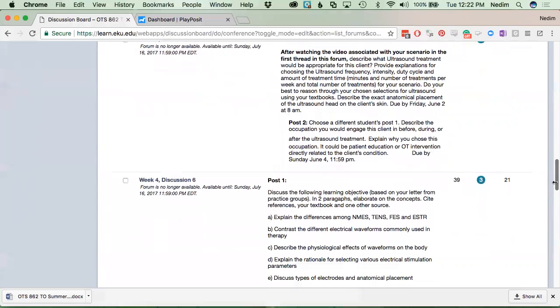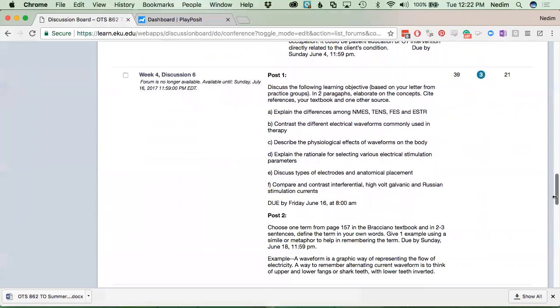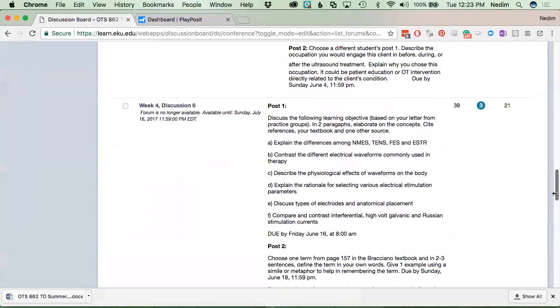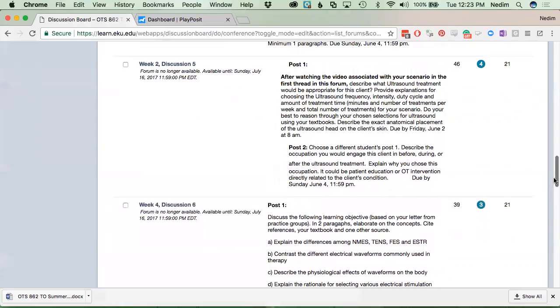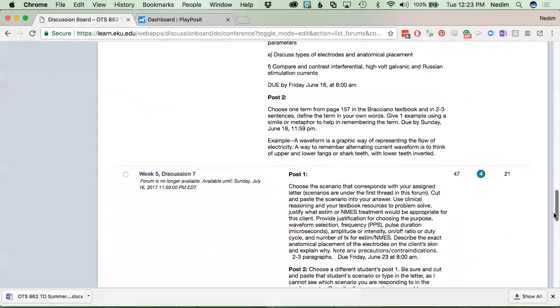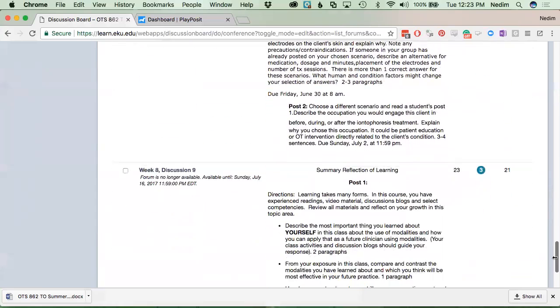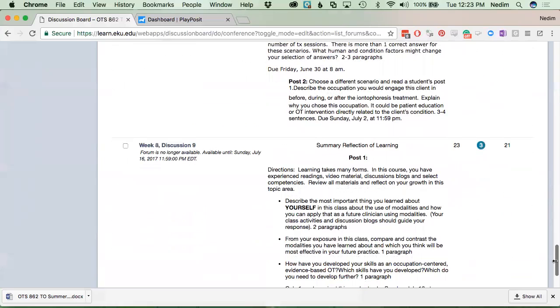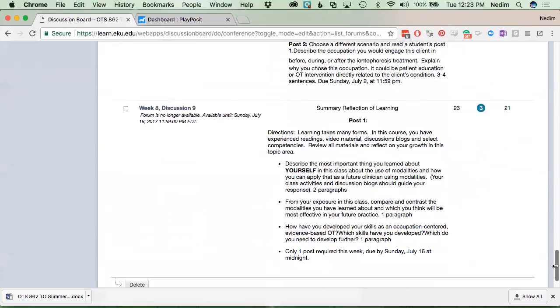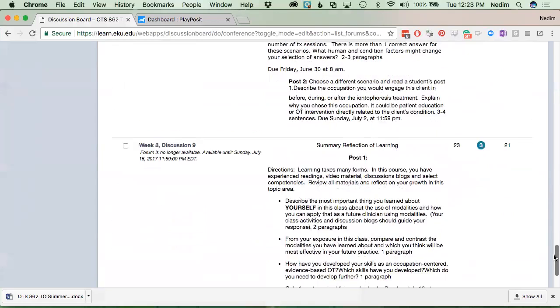The first half of the course is geared towards ultrasound and learning about all the therapeutic modalities that occupational therapists need, and the clinical reasoning behind that, the regulations, all of that. The second half of the course is devoted to electrical modalities, electrical stimulation and iontophoresis, which is pushing medication through your skin by using electricity. They have discussions in weeks 5 and 6, then they practice weeks 7 and 8, and they have the performance competency in week 8.